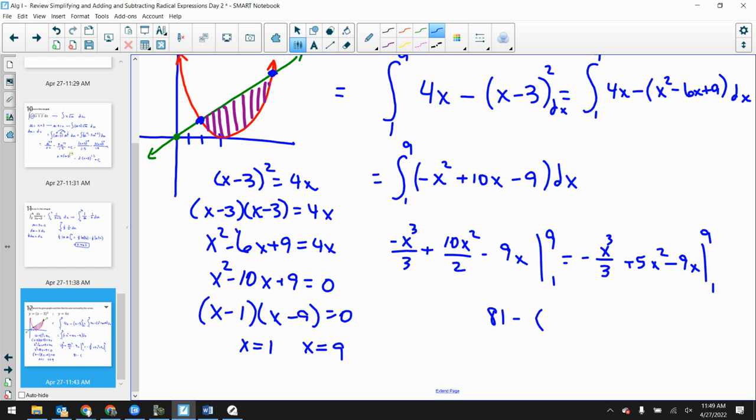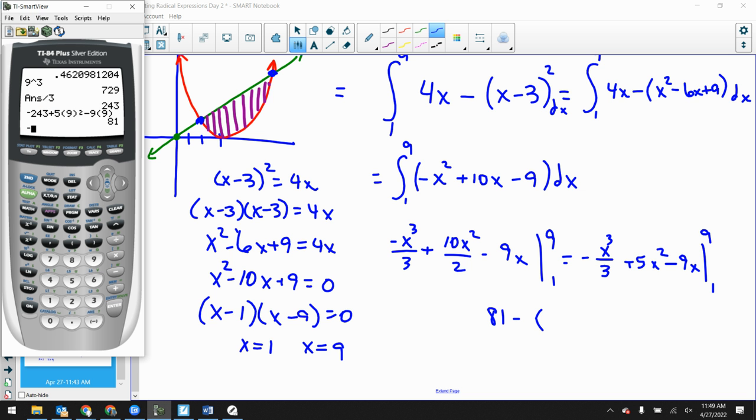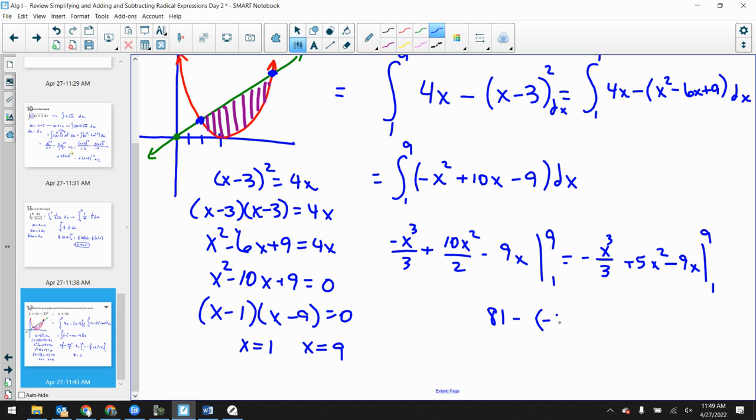81 minus, and now we just plug in 1. So that'd be a negative 1/3 plus 5 times 1 squared, so just 5, minus 9 times 1, so minus just 9. So negative 4.3 repeating, which gets me an 85.3, because that's a plus, right? Minus negative is a plus. So 85.3 repeating. So I got that on my key as well.